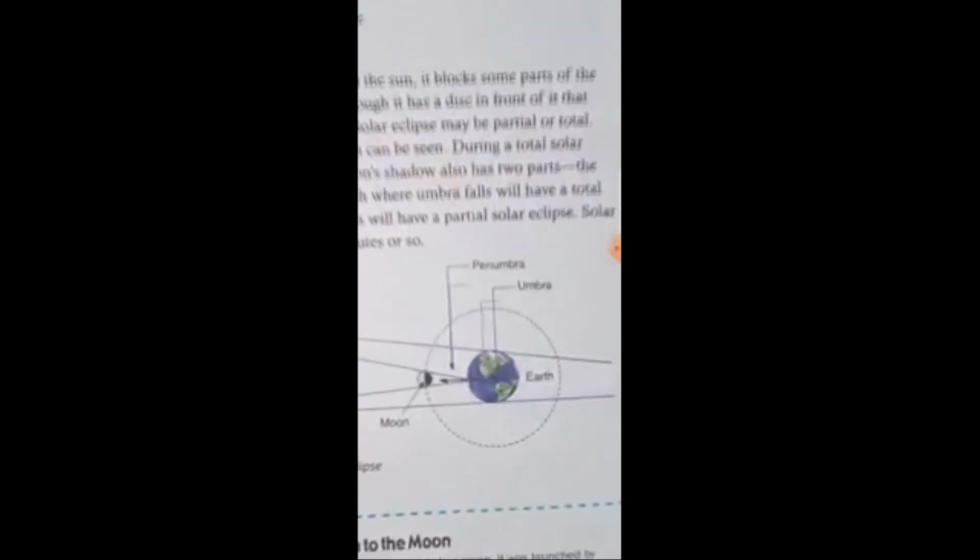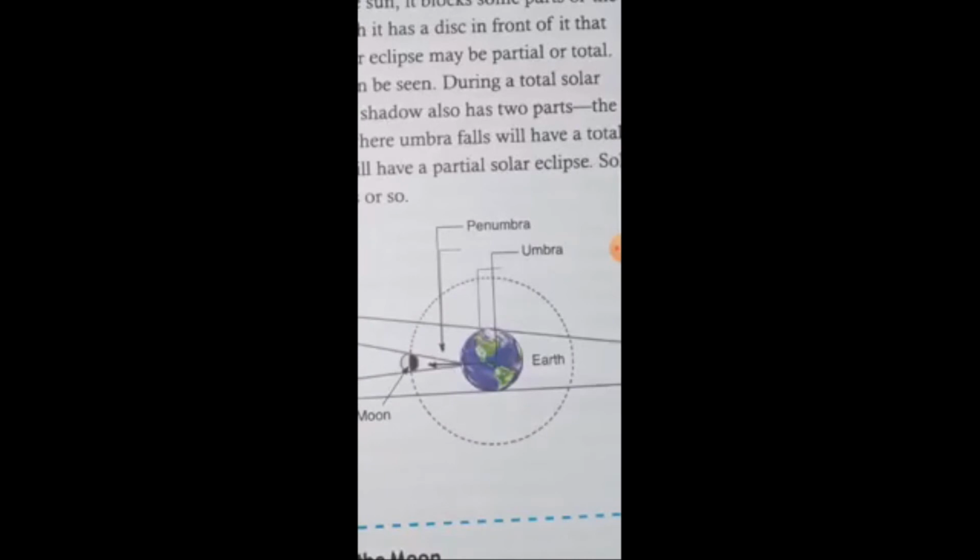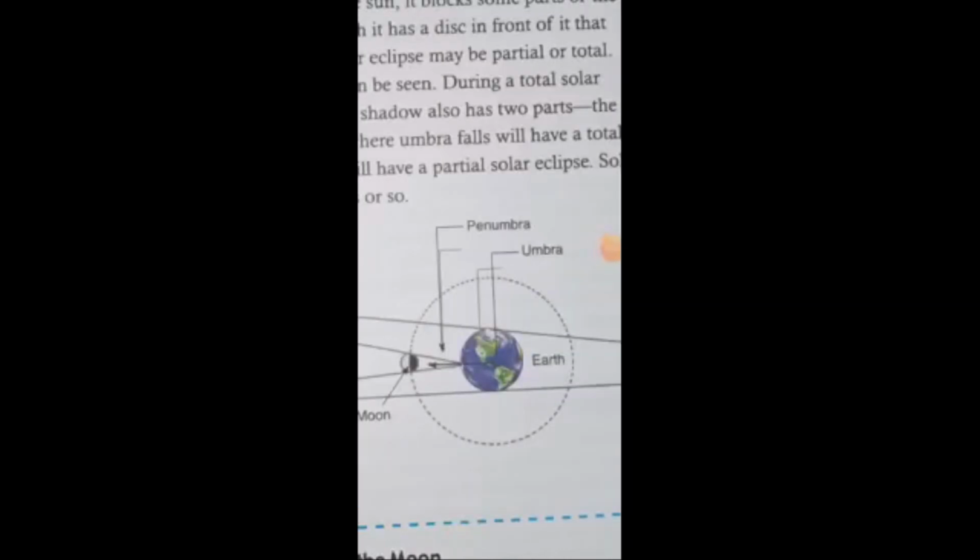The moon's shadow also has two parts, umbra and penumbra. Look at the umbra and penumbra region. The region on the earth where the umbra falls will have a total solar eclipse. That means it is totally dark. The region where the penumbra falls will have a partial solar eclipse. Solar eclipses are of very short duration, a few minutes or so.